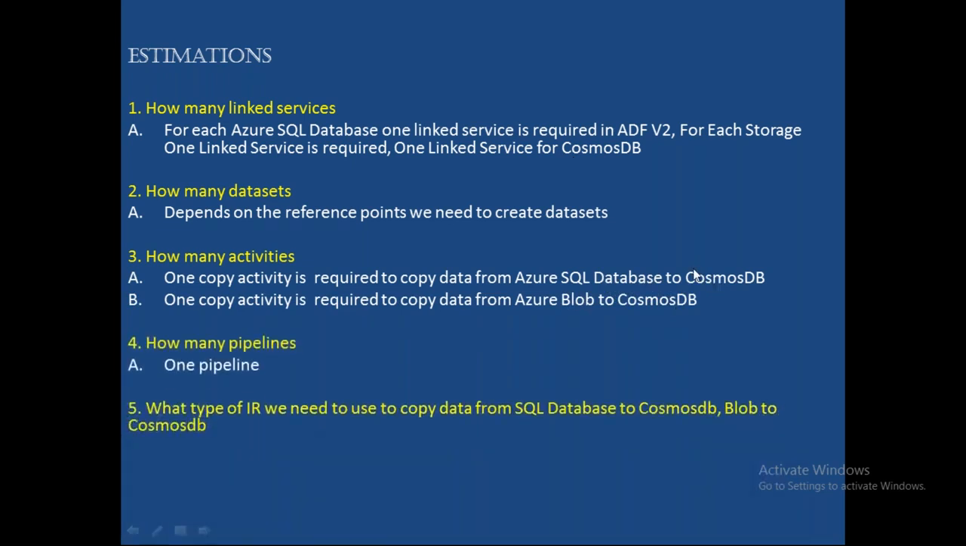What type of IR do we need to use to copy data from SQL database to Cosmos DB, or vice versa, and blob to Cosmos DB and vice versa? You can use Azure integration runtime or self-hosted integration runtime, but we recommend Azure integration runtime because this is managed by Microsoft. Everything will be taken care of by them. We just have to make a payment for the time that we have used this IR with Azure Data Factory.